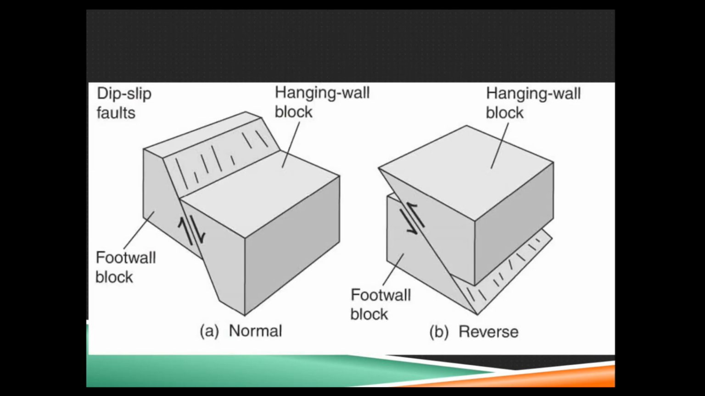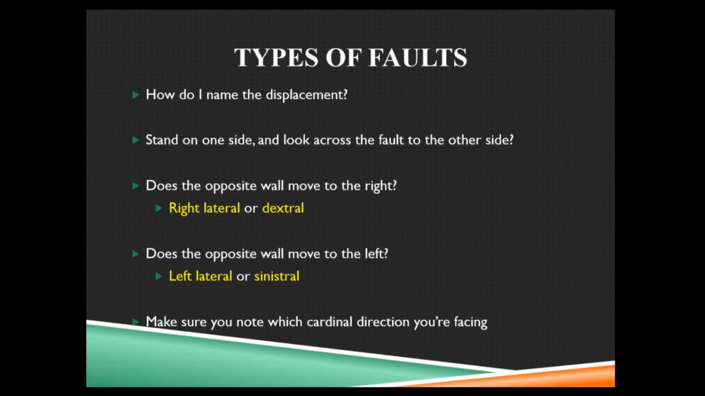So you can see here on the left is a normal fault. The hanging wall has moved down, and on the right we have a reverse fault where the hanging wall is pushed upward. It rides up the ramp. So how are we going to name the displacement so that we know what's going on? Okay, we have a normal fault and we have a reverse fault, but what about something like the San Andreas fault? Everybody's heard of the San Andreas fault. It's moving side to side. How do we describe that?